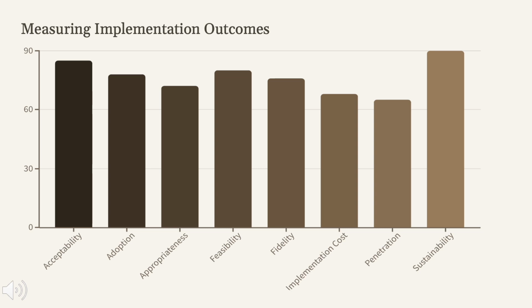Finally, measuring implementation outcomes, such as acceptability, adoption, feasibility, fidelity, and sustainability, is essential. Key implementation outcomes include acceptability and satisfaction with various aspects of the innovation, adoption by measuring intention to try or actual use, appropriateness or perceived fit and relevance, feasibility or extent to which an innovation can be successfully used, fidelity or degree to which an intervention was implemented as prescribed, implementation cost, penetration or how well the innovation integrates within a setting, and lastly sustainability or extent to which an innovation is maintained.